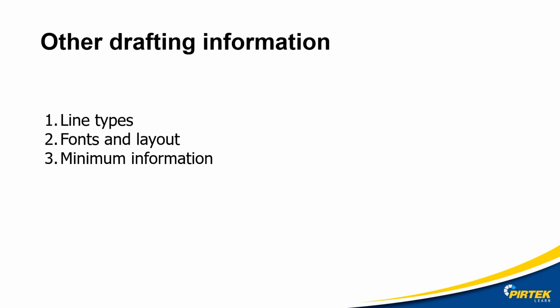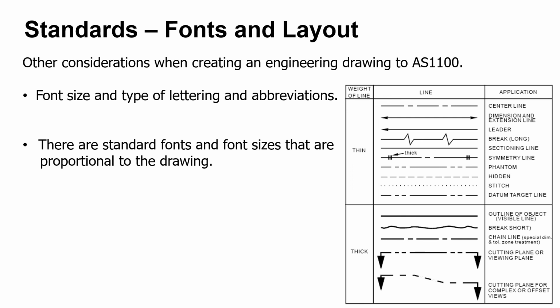The next question is, what are the standard requirements for the drawing? Sheet size, fonts and layouts, minimum information that I need to provide on that drawing. Features on a mechanical drawing can be described by different line types or line thicknesses. There are specific line types for center lines, for dimensions, for cross sections.